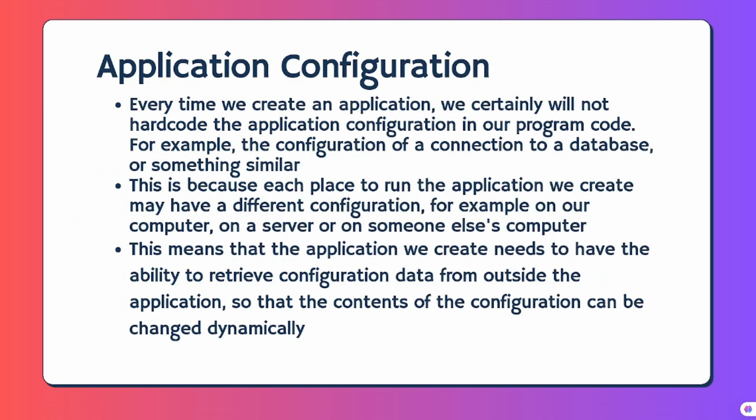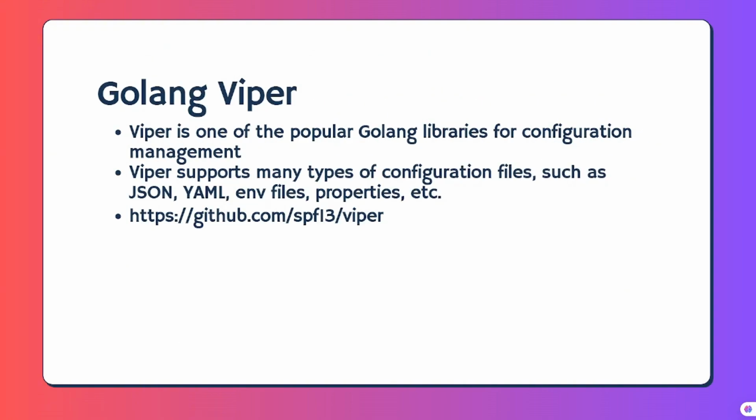This means that the application we create needs to have the ability to retrieve configuration data from outside the application so that the contents of the configuration can be changed dynamically. Viper is one of the popular Golang libraries for configuration management. Viper supports many types of configuration files, such as JSON, YAML, and env files, properties, etc.